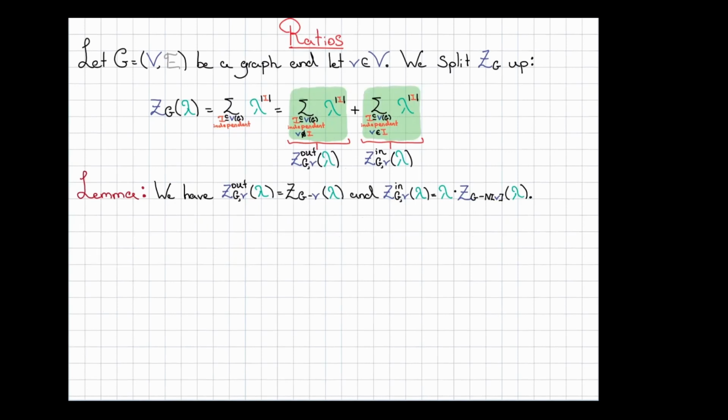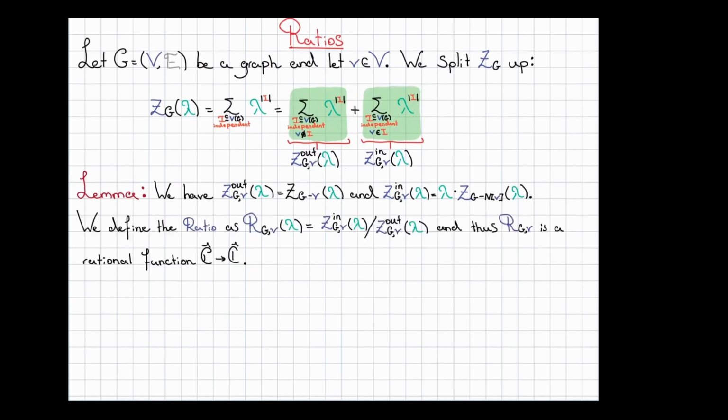Yeah, and what turns out to be a very interesting thing to look at is the ratio between these things. So we define the ratio, Z in divided by Z out, of a rooted graph, so a graph G with a vertex V. And this is a rational function of lambda. For positive real lambda, it's actually the probability that V is in an independent set divided by the probability that V is out of the independent set, if you look at this probability distribution that I described in the beginning.